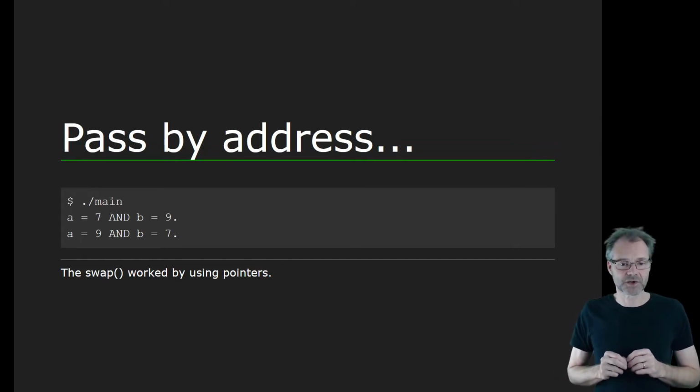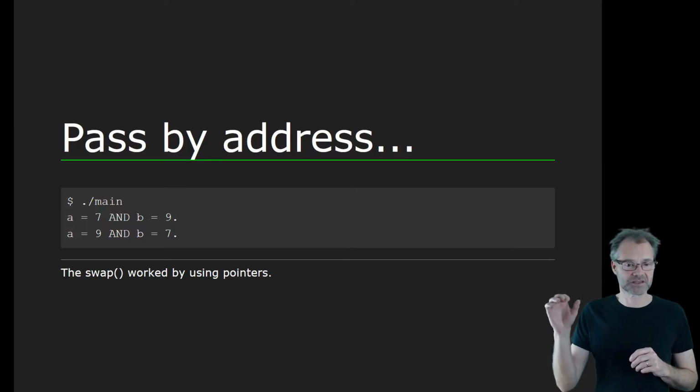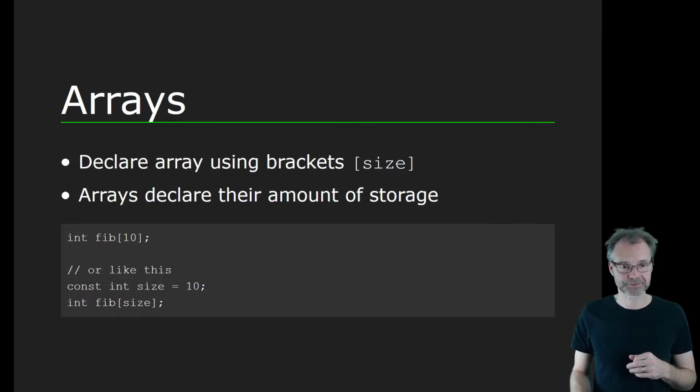This is just showing off that it's working. So this is my small main program, seeing that A and B have values, then I swap them, and now they have swapped their values.